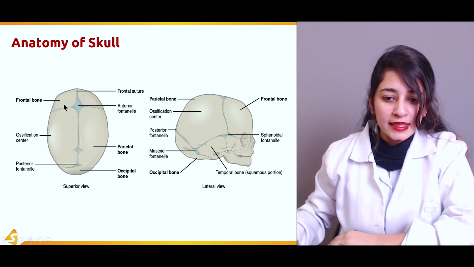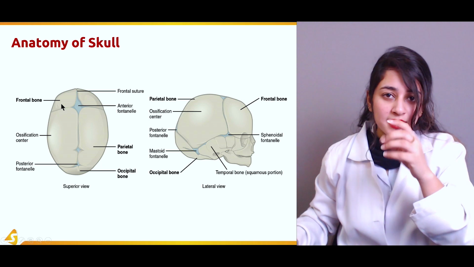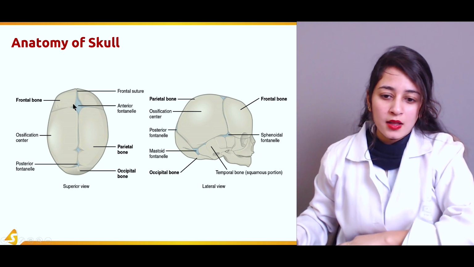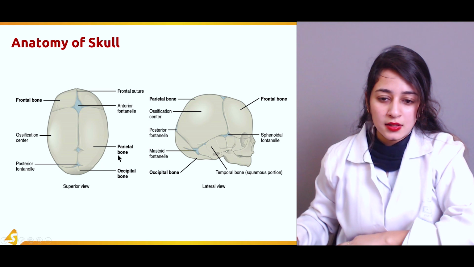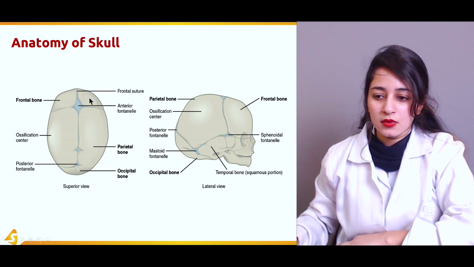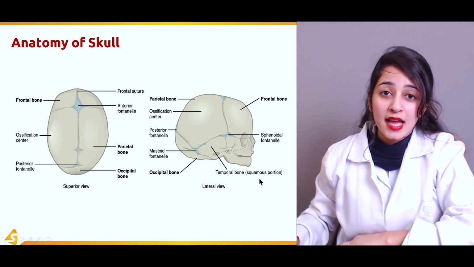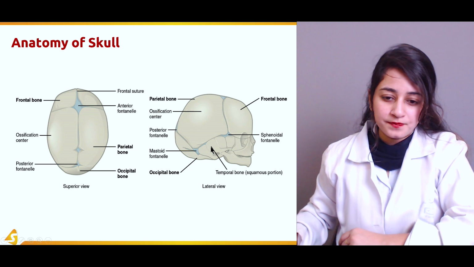Here we have the frontal bone. As the name indicates, it's present on the front side, on our forehead. Then we have this parietal bone, then this occipital bone. And here we have the temporal bone, and it has a squamous portion. The same is present on the opposite side of the ear.